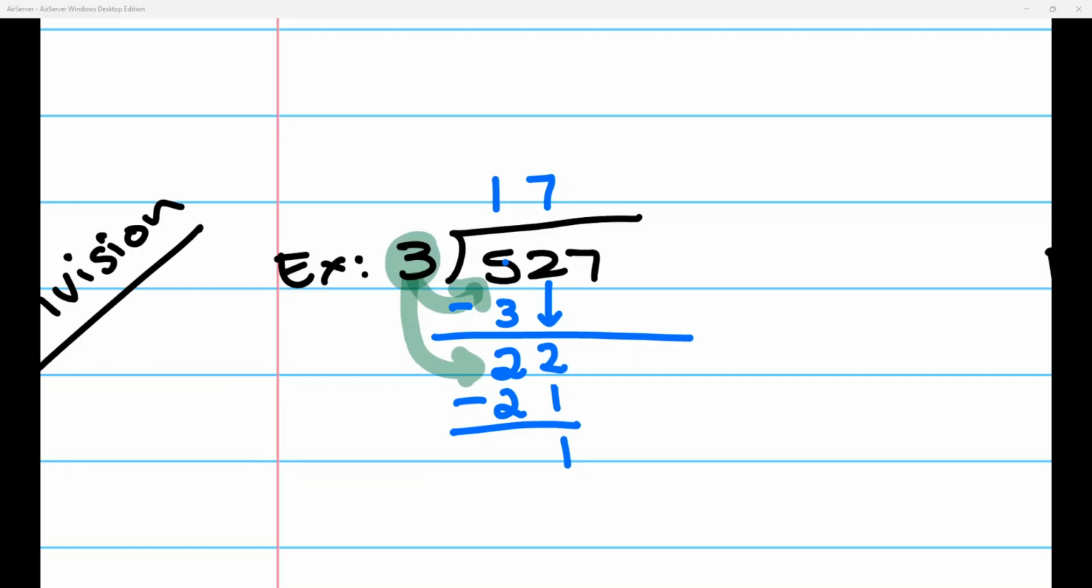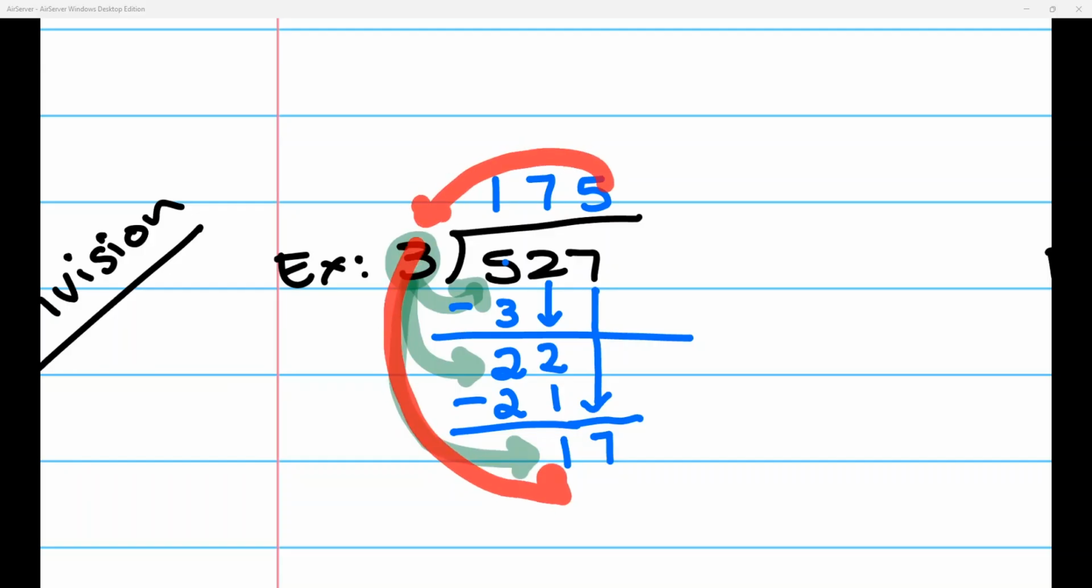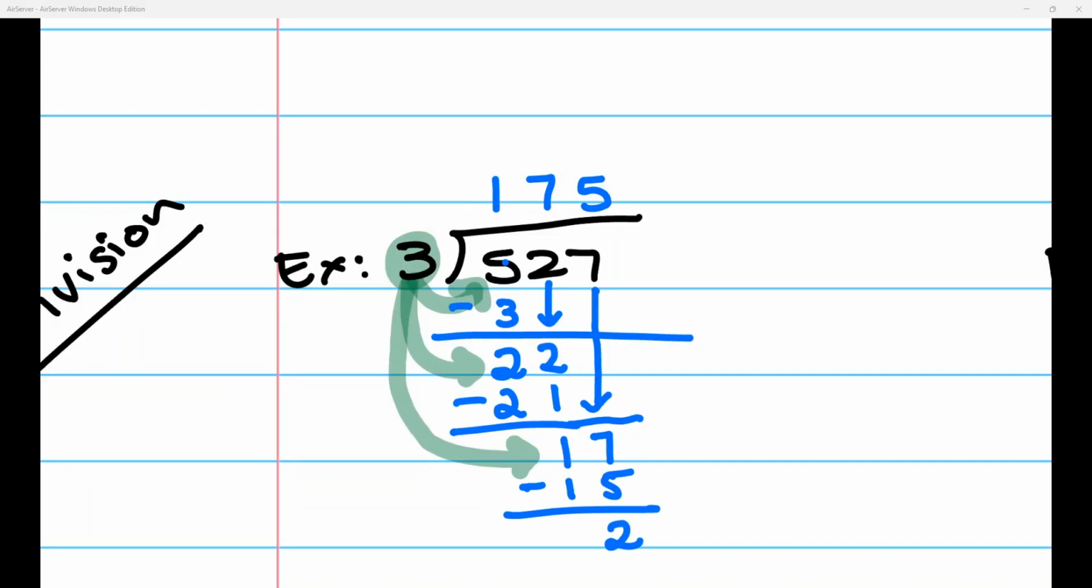I'm almost done. I got this last 7 I need to bring down. That turns that 1 into a 17. And I check again. This 3, how many times does it go into 17? The answer is 5. So I multiply. 5 times 3 is 15, and I put the 15 down here. I subtract 17 minus 15. The answer I get is 2.